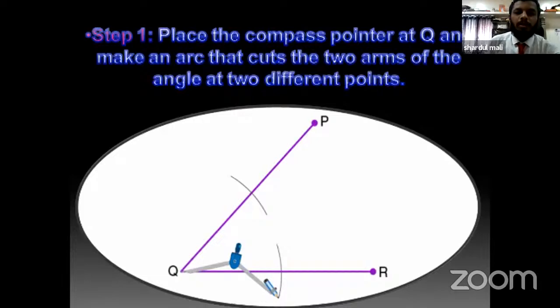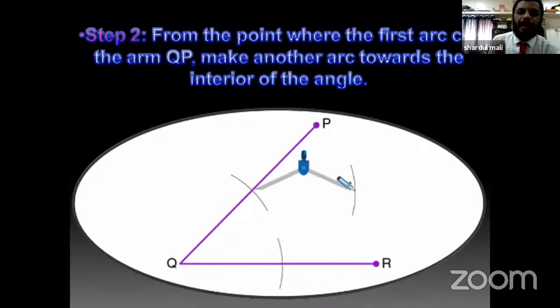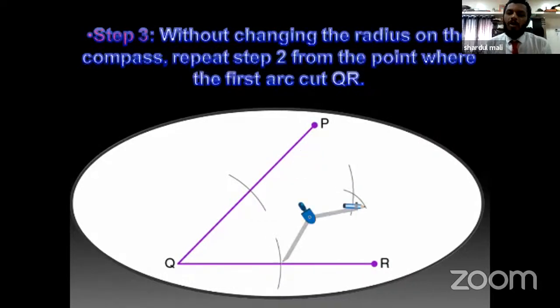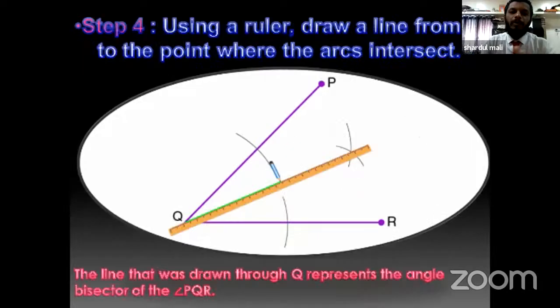Third, make an arc in the interior of the angle with the help of the first intersecting point of the arc and the arm. Making another arc with the help of the second intersecting point of the arm and arc, and join that intersecting point of the arcs and the vertex of the angle. We can easily get the angle bisector. After that, look at the whole process with the help of my video.